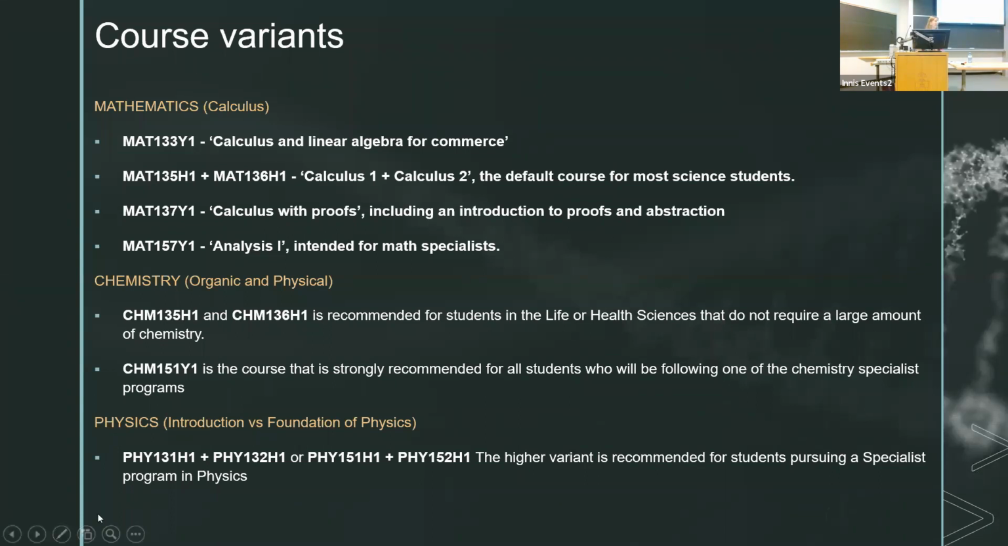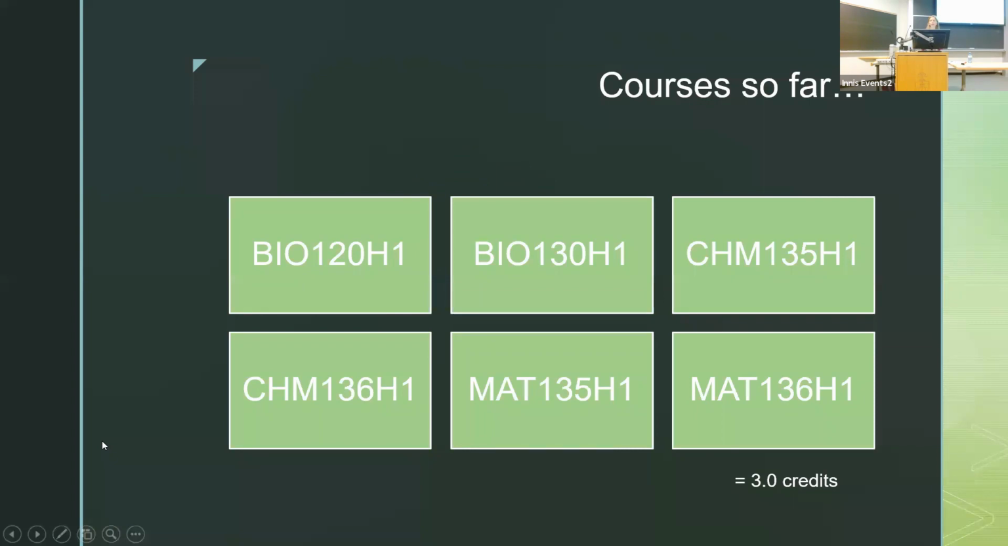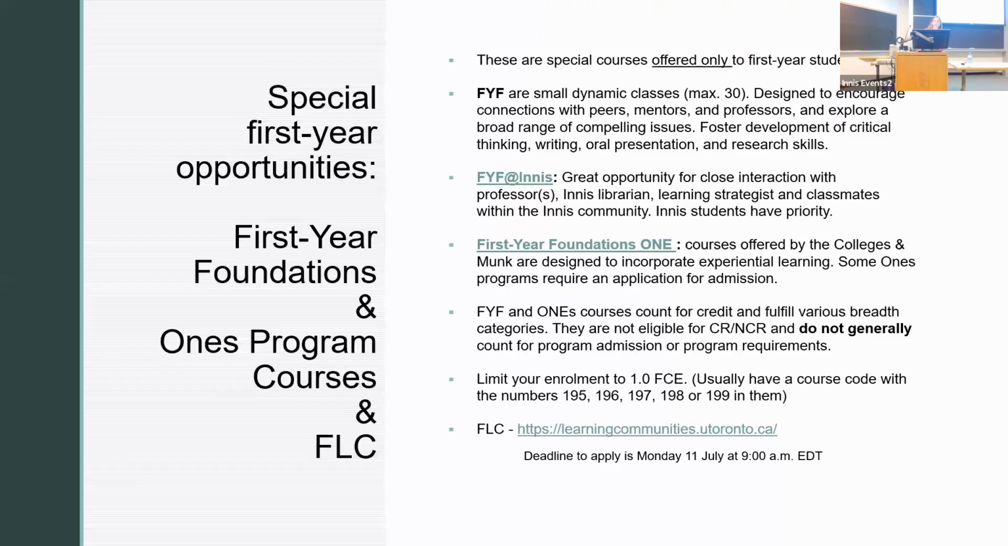Okay, so I'm a life science student. My courses so far include bio, chemistry, and calculus. That's 3 credits, but I need to find a few more. So things to think about: special opportunities, the first year foundations. You're going to hear a lot about them, and you're going to be so sick of hearing about them that you'll say, I don't even want to take them. But trust me, they're good. These are good, small courses.